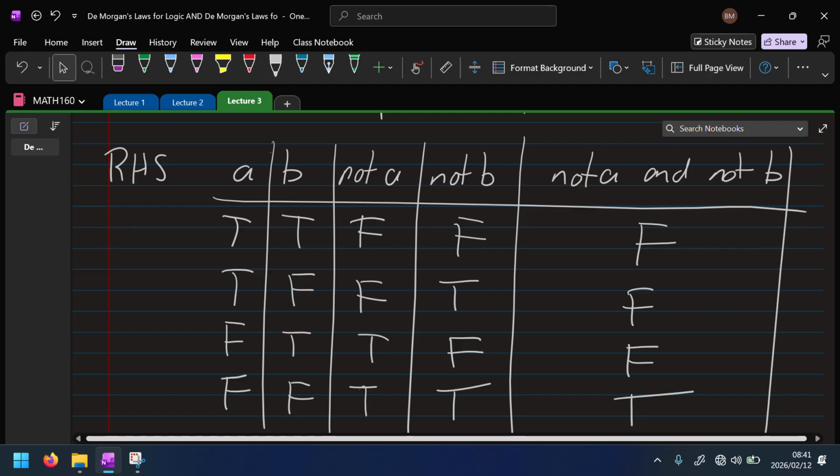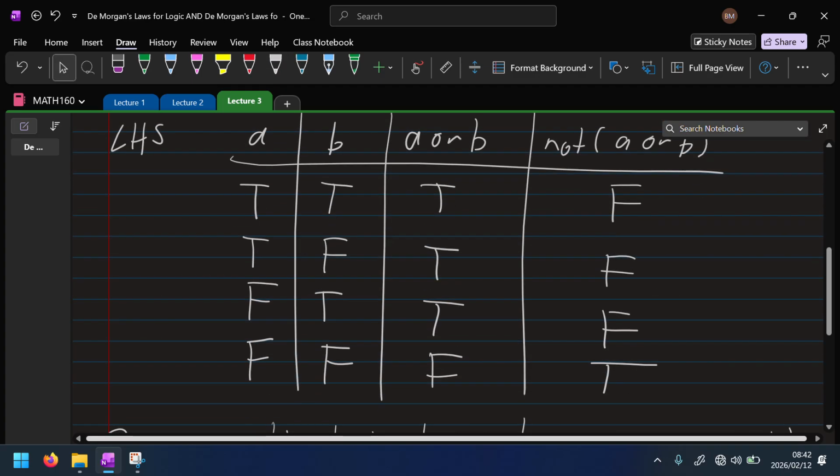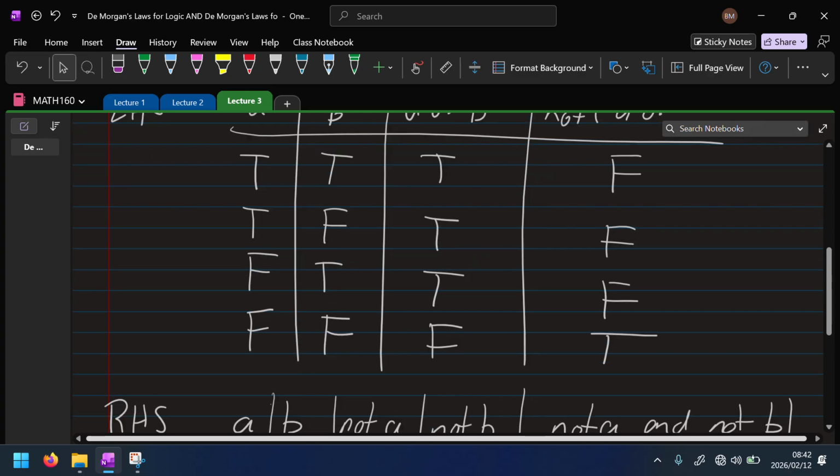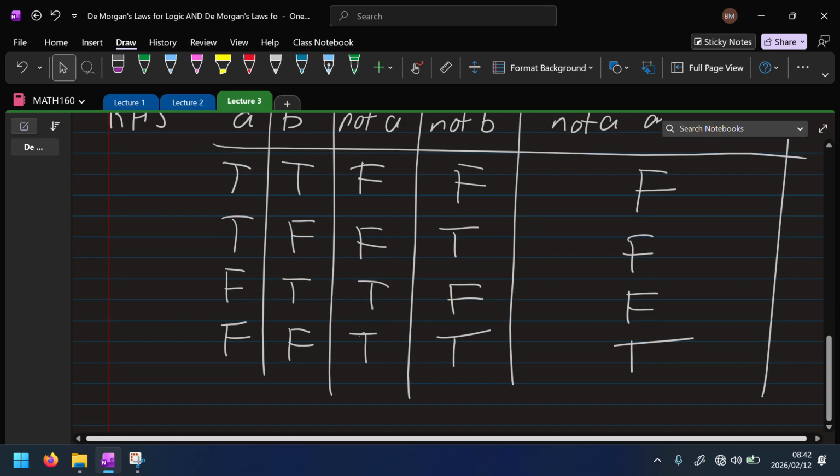Now we check that it matches. First one: false, false, false, true. Second one: false, false, false, true. Okay, they match up. End of proof. Any questions so far?